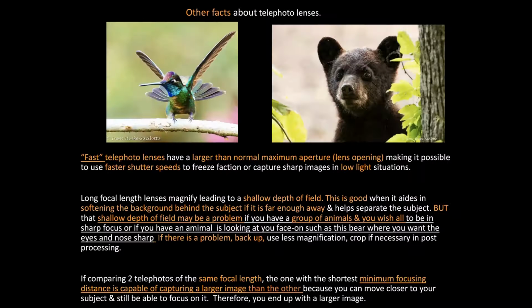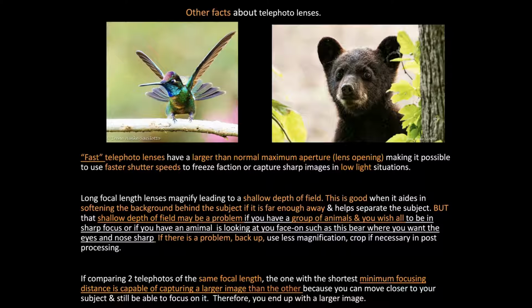Other facts about telephoto lenses. There are ones that are called fast lenses. They have a larger than normal maximum aperture or lens opening, making it possible to use faster shutter speeds to freeze action or capture sharp images in low light situations. However, they do cost more.